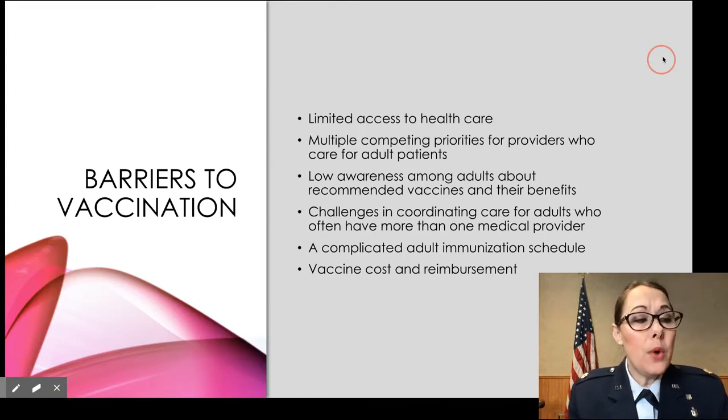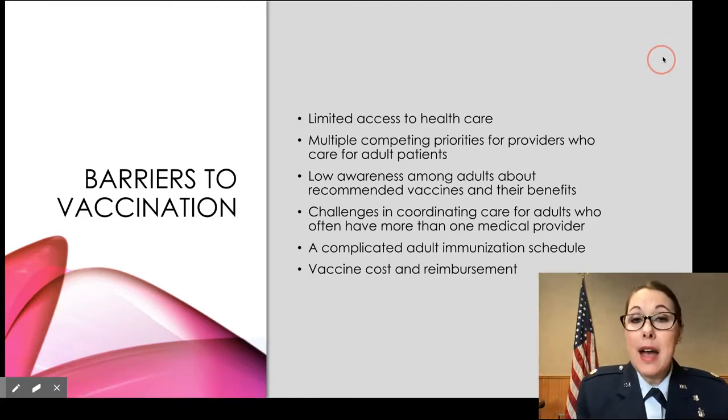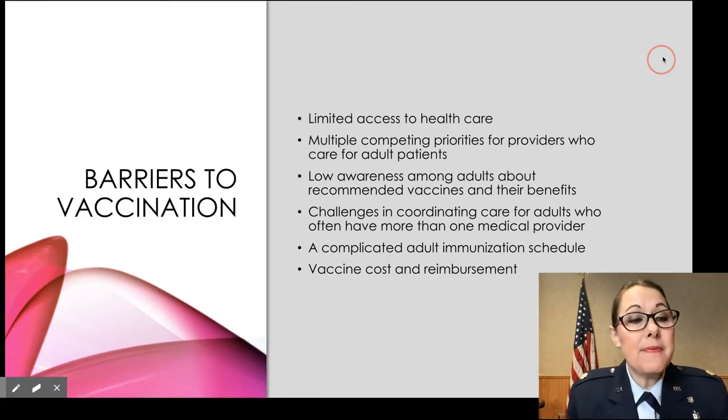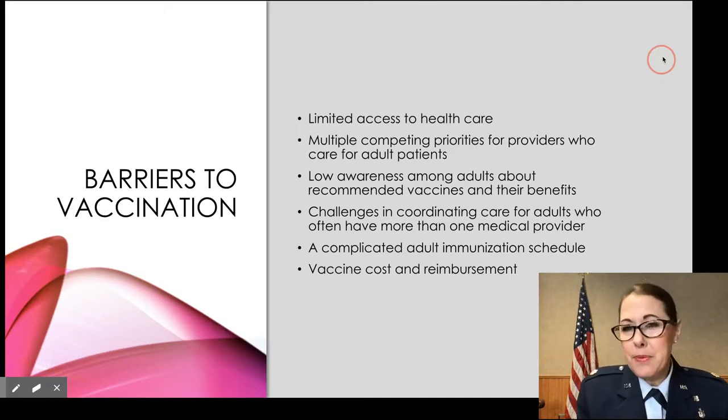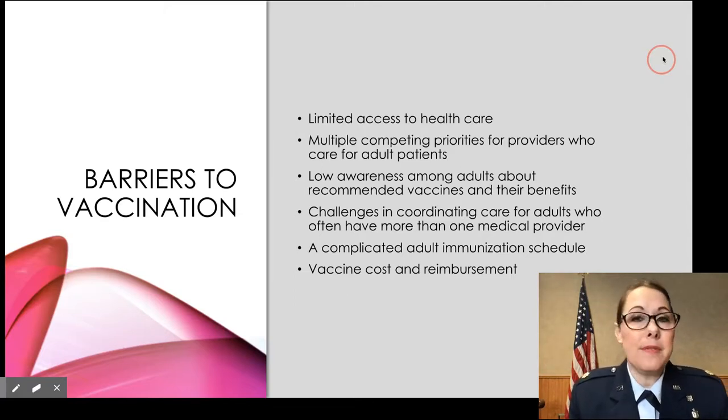For the COVID vaccine, though, payers will be paid by Medicare and Medicaid, private insurance, and there will be federal reimbursement for those who don't have any of those types of coverage.